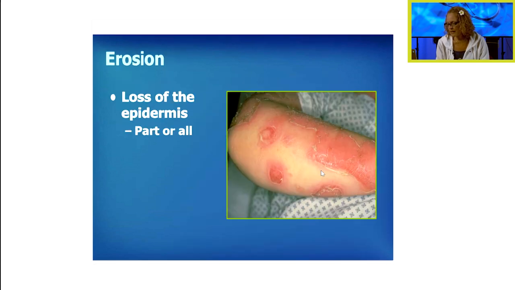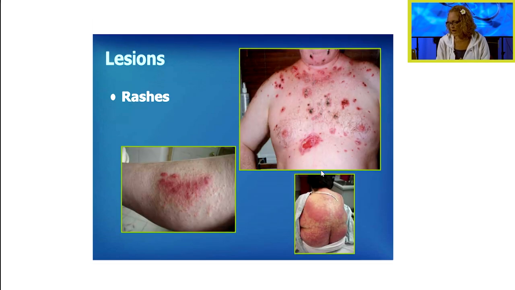Here we see an example of erosion. There's loss of the epidermis, part or all of it. Once that covering, that outer layer of skin, remember the skin is the largest organ in our body, has been compromised, then there's always that opportunity for microbes to migrate into the body from that opening, okay? Here we see some lesions, also an example of rash.